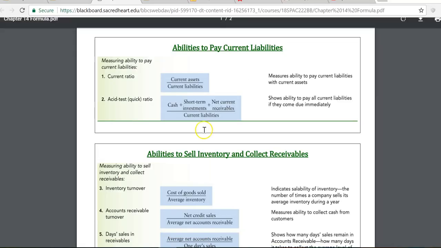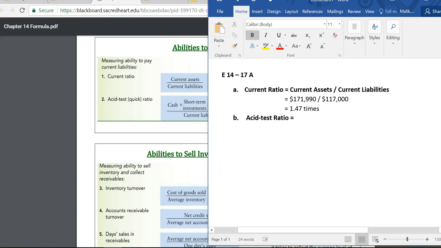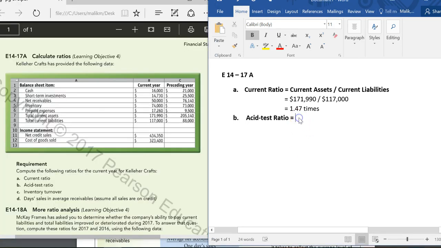I can show you the formula sheet here. Acid test or quick ratio: the top part is cash plus short-term investments plus net receivables, and the bottom part is your current liabilities. So here you probably need to write down all those items. We need to take all these three and divide by your current liabilities. First I'll write down the formula, and I'll also request you to write it down several times, so it will be really very useful.